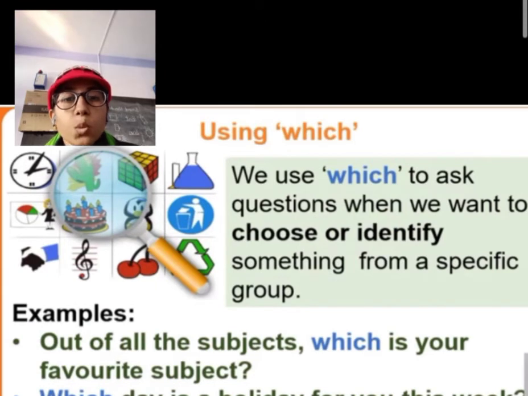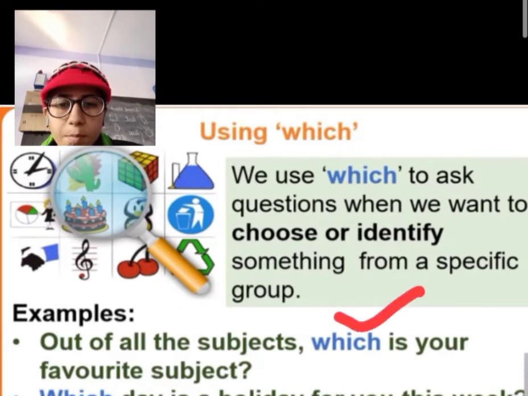Next one is using which. We use which to ask questions when we want to choose or identify something from a specific group. Like, out of all the subjects, which is your favorite subject? We have choices. Which day is a holiday for you this week? So we will use which for the choices.